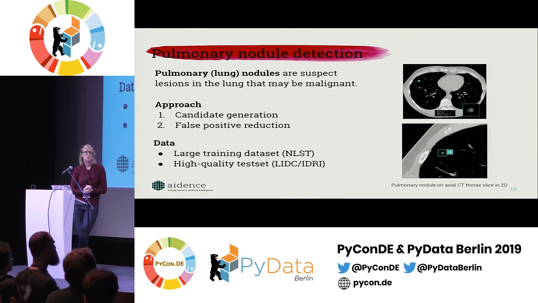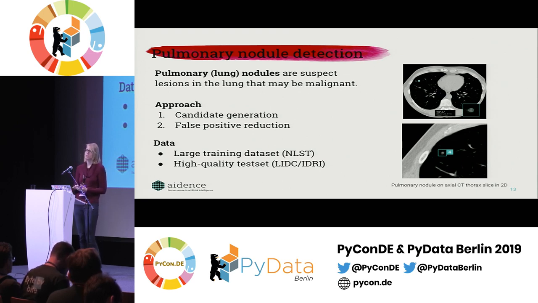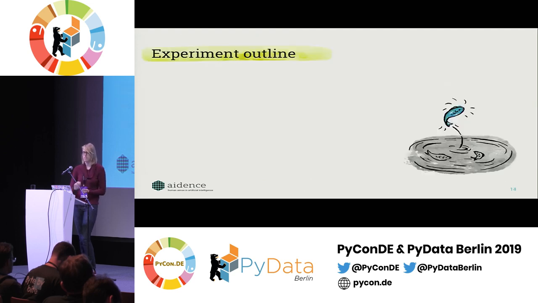And one of the reasons why we chose this particular application, besides that it's of course very relevant to detect lung cancer at an early stage, is also because we have a large training data set available, which is pretty rare in the medical domain. This large training data set comes from the National Lung Screening Trial in the US. And we also have a high quality test set available from the LIDC. This test set is annotated by four different expert radiologists, so we're pretty sure that the quality is good. So this enabled us to test whether our group convolutions actually were effective on this domain.